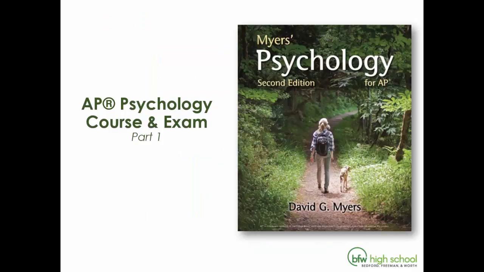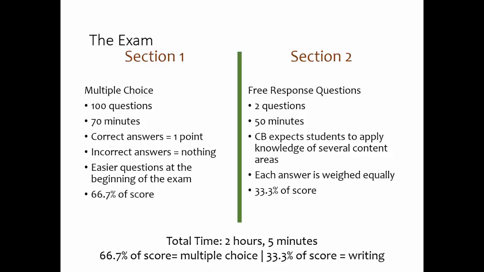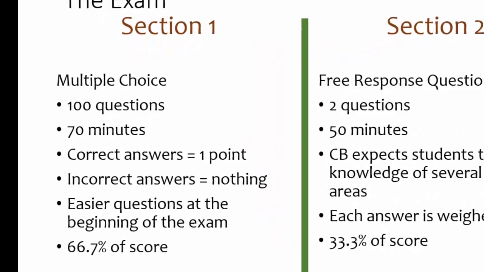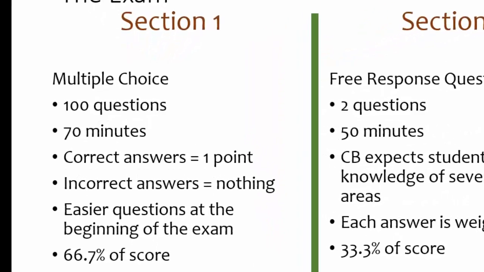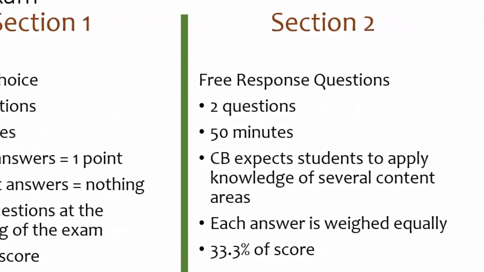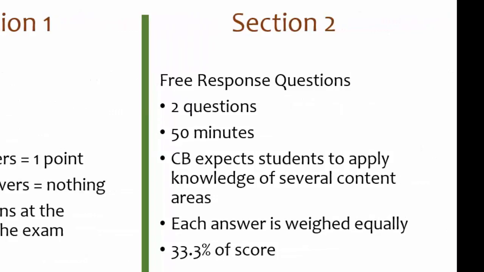We'll start out by taking a look at the AP Psychology course and exam. The exam is divided into two sections, a multiple choice section and a free response question section. Section 1, the multiple choice section, is 100 questions lasting 70 minutes. Students will receive 1 point for their correct answers, and incorrect answers will receive no points. Easier questions will be at the beginning of the exam, and the multiple choice portion accounts for 66.7% of the overall score.